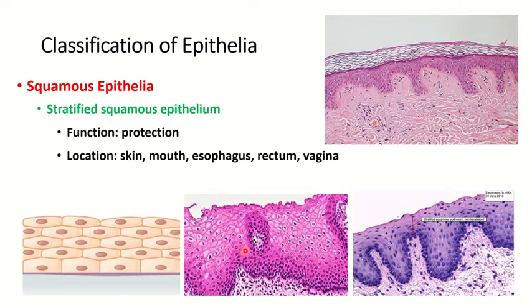So you can see it in the mouth, in the esophagus, and the rectum and vagina, any area where a lot of physical friction is present. Then you can see stratified squamous epithelium.